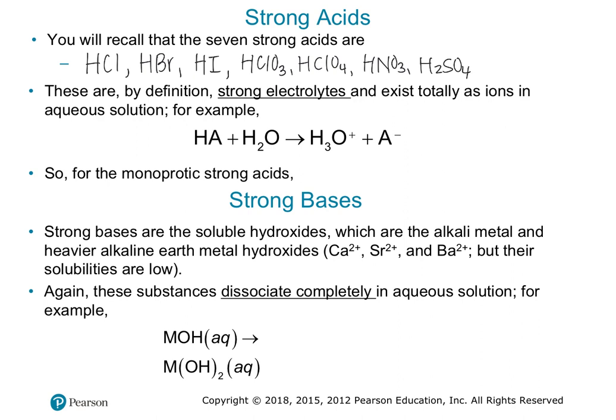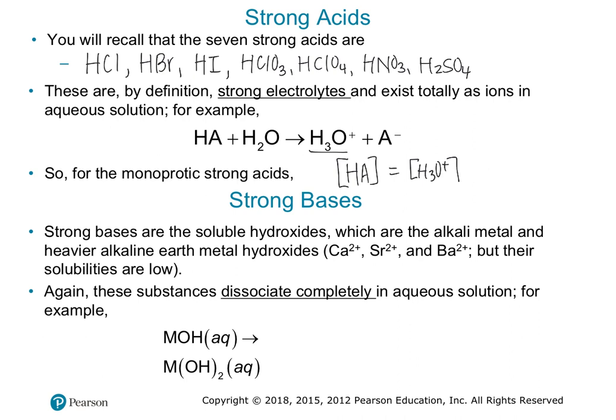You do need to memorize them. Anything else is a weak acid. So if you know those 7, then anything else will be weak. And if you see a strong acid, you should be happy because they completely break apart, meaning that the concentration of the acid that you see is going to be equal to the amount of hydronium ion.